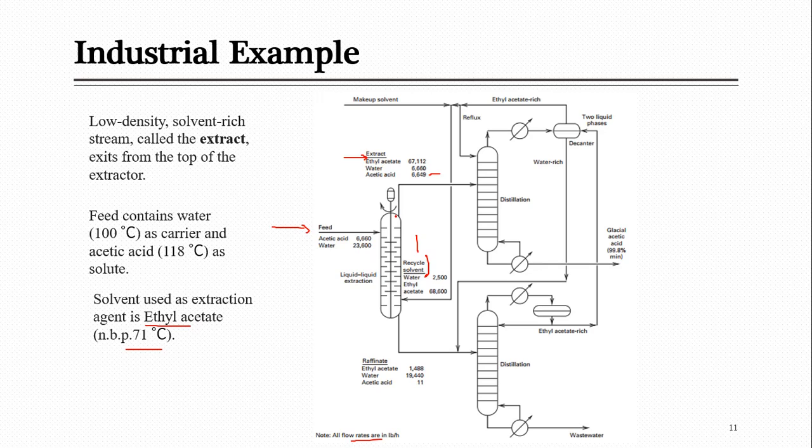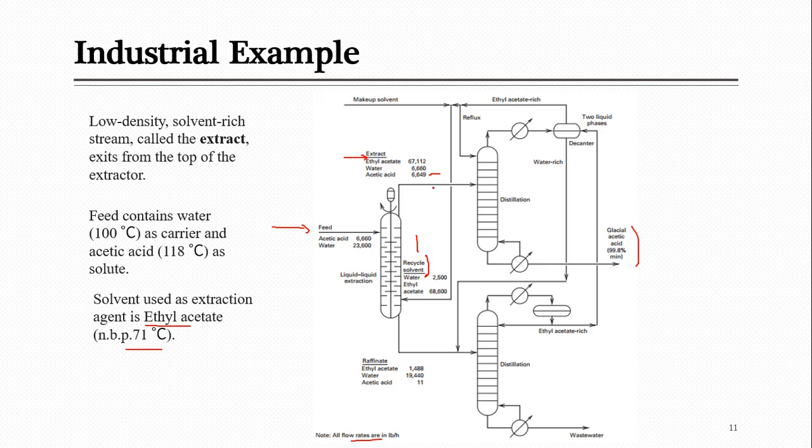Now, the next thing I was talking about is that liquid extraction is used in combination with other techniques. Here you have this mixture of ethyl acetate, water and acetic acid. Our purpose here is to get glacial acetic acid at the end. In order to get this glacial acetic acid, you have to separate it from this ethyl acetate and water. So what you do here is go for the next stage.